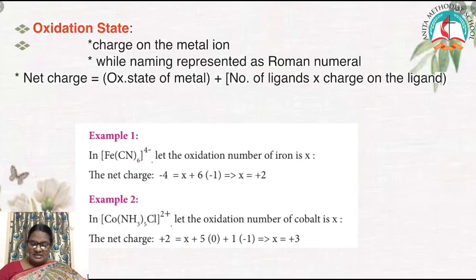Similarly, this is pentaamminechloro. Ammine ligand is neutral, it doesn't have any charge. But chloro, as I told you just now, has a charge of minus 1. So this plus 2 is the net charge of the complex. So plus 2 is equal to X plus 5 into 0, because ammine is a neutral ligand, plus chlorine, minus 1. On substituting, I get the central metal ion charge to be plus 3.